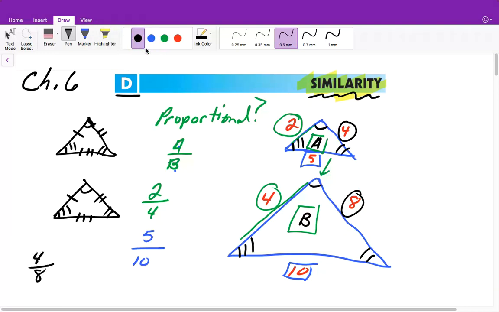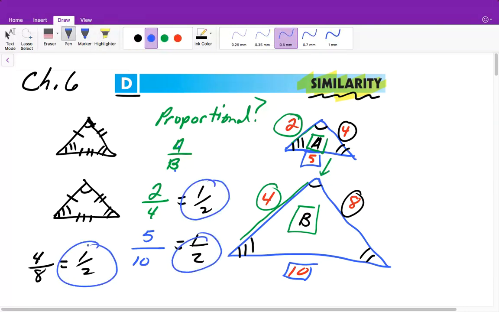And then all of these reduce to 1/2. So all of these have the exact same ratio, right? They all reduce to the same ratio, 1/2, so that means that they are all proportional. And we are going to talk about how we can denote that, and we're going to talk about this a little bit more. But just know that it's similar to congruent triangles because all of our angles are the same, but it's different because our sides are not. They do not need to be the same size, but they do need to be proportional.